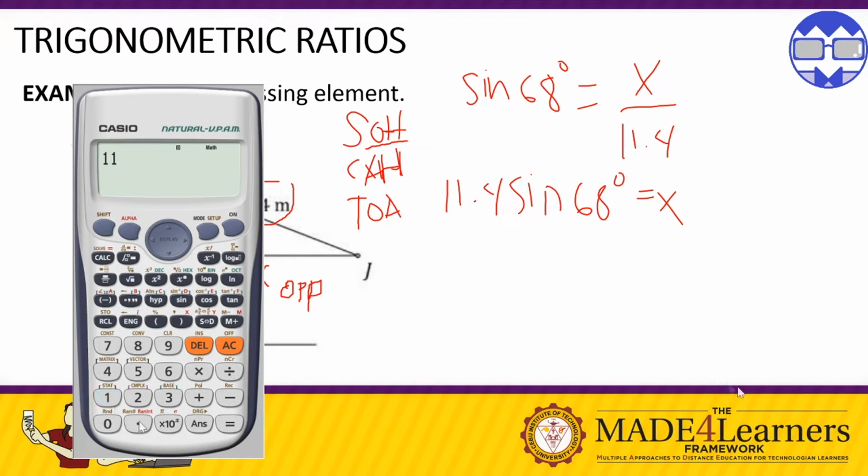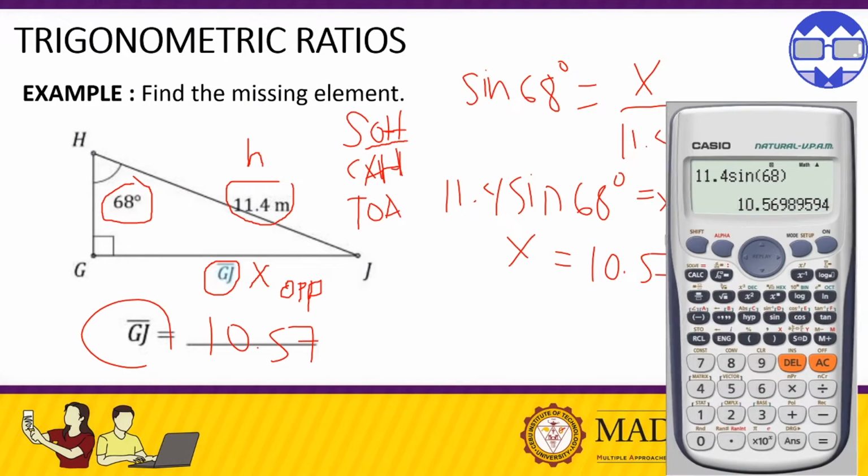So we have 11.4 sine of 68, close parenthesis, and this gives us 10.57. So x is 10.57.